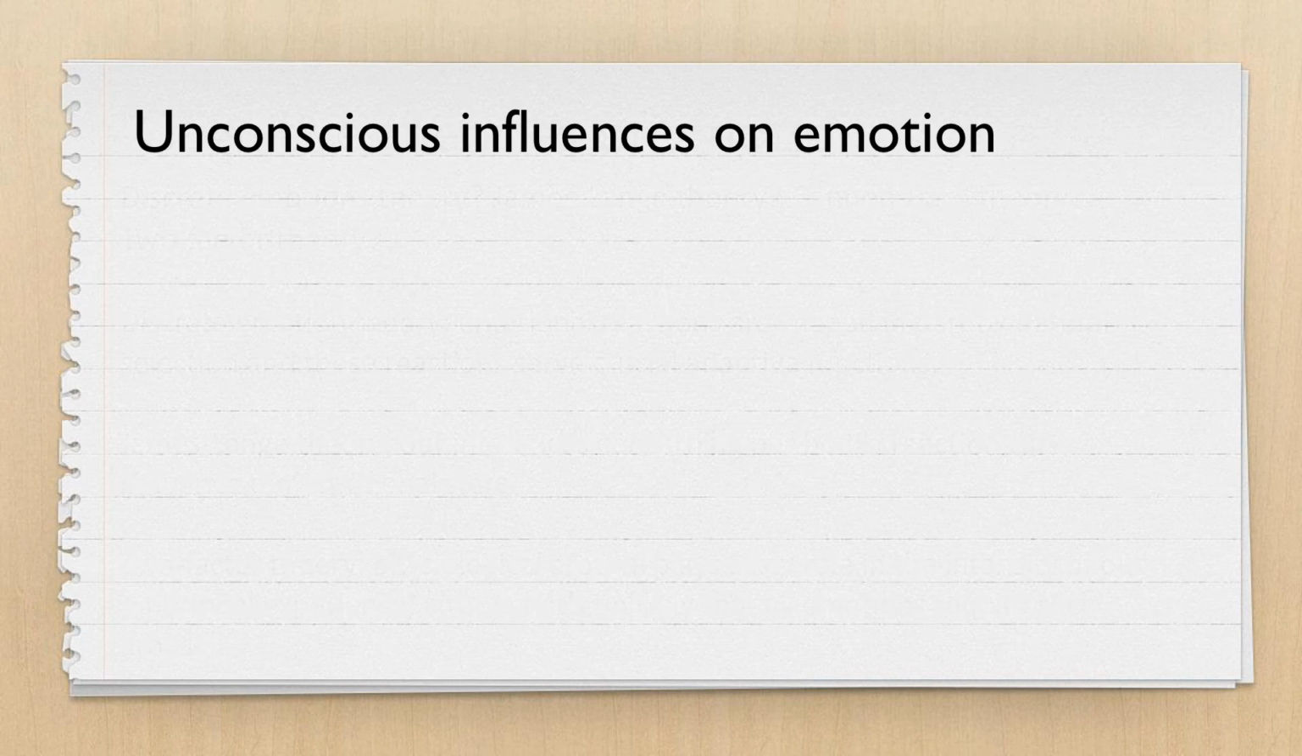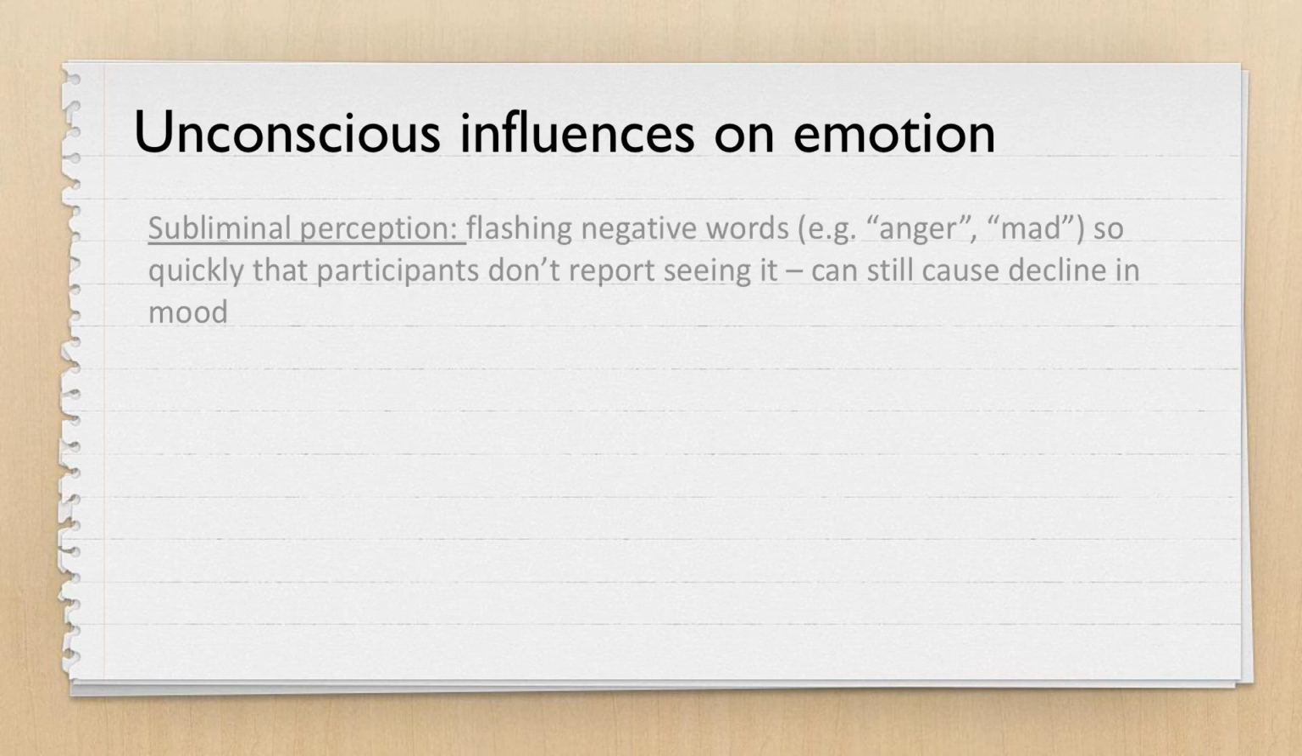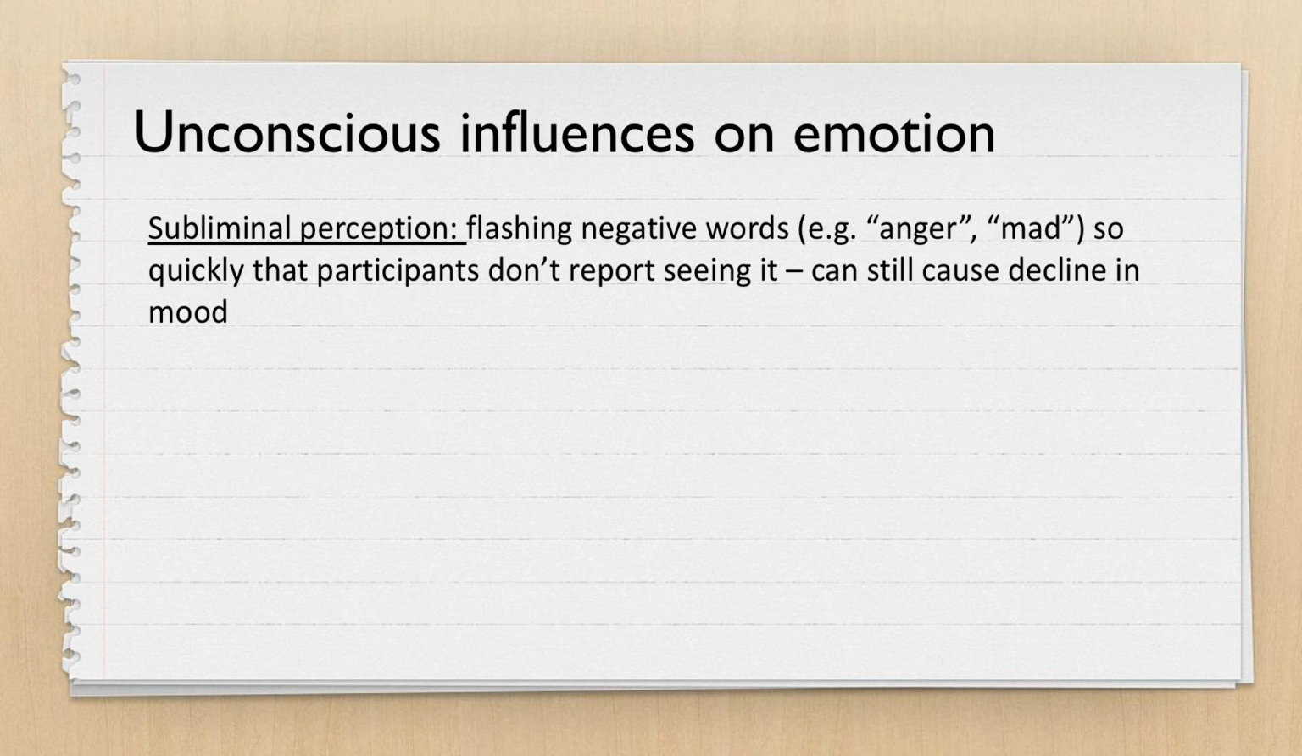Some of the influences on our emotions are not as obvious as seeing a bear. There are also unconscious influences on emotion, variables outside our awareness that can affect our feelings and produce reflexive emotional reactions. One example is subliminal perception. If we flash negative words like anger, mad, so quickly that participants don't report seeing them, it can still cause a decline in mood. So, although you cannot consciously experience those stimuli, they can still have an effect on your emotion.